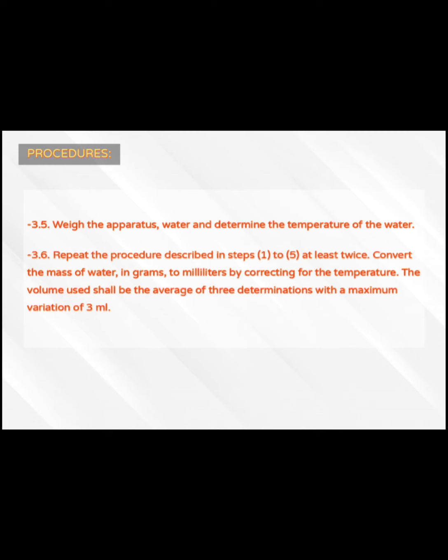And last, 3.6, repeat the procedure described in steps 1 to 5 at least twice. Convert the mass of water in grams to milliliters by correcting for the temperature. The volume used shall be the average of 3 determinations with a maximum variation of 3 ml.